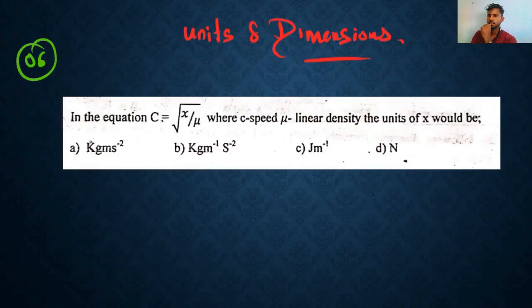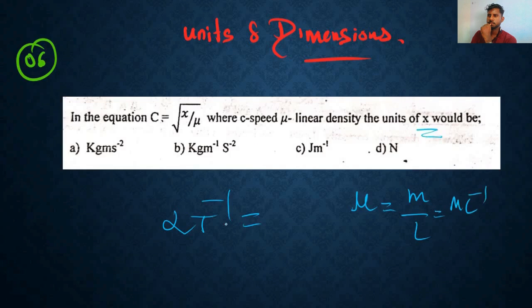Right, students, moving into the sixth question. In the equation, C is this, where C is speed. Speed is LT minus 1, and mu is linear density. Basically, mu, linear density, means mass divided by length, mass per unit length. So M L minus 1, and X would be, right. So inside the root, just like the previous question, we have to have L squared T minus 2.